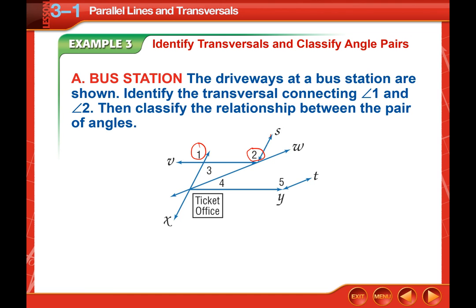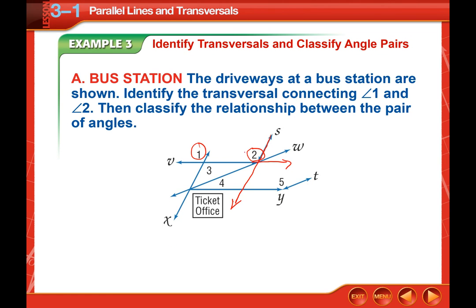So which line is crossing both 1 and 2? Well, this S is shown with arrows on both sides that says, hey, this really connects all the way through. It is continuing on forever and ever. And there's only one line that is crossing both. We see this intersection right here. 1 and 2 are on the same side of transversal V. They also are to the left of both our line X and our line S.